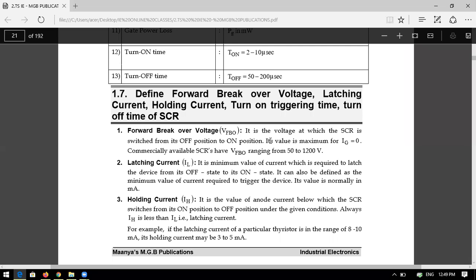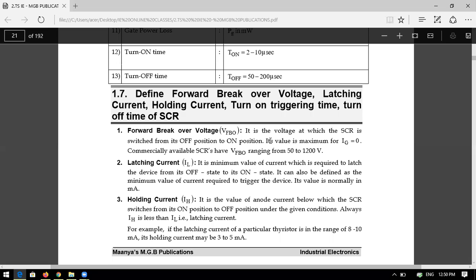Important. Here it is the voltage at which the SCR is switched from its off position to on position. Its value is maximum for IG equal to 0, and commercially available SCRs have VFBO ranging from 50 to 1200 volts. We already discussed VFBO or VBO. Both are the same: forward breakover voltage, or simply breakover voltage. What is the meaning of forward breakover voltage? It is the voltage at which the SCR is switched from its off state to on state.